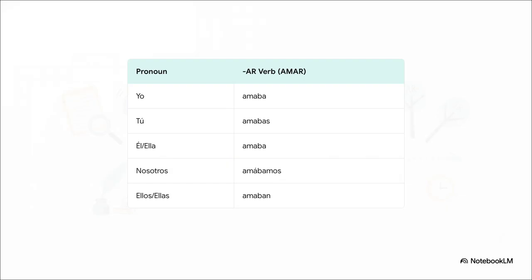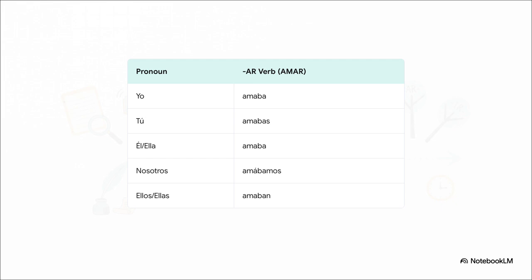Now, sometimes we don't want to use the long form of saying we were doing something. Sometimes we just want to express a past habit using a single verb, like I used to love or we used to fear. And for that, regular verbs follow a delightfully predictable rhythmic pattern. Let's take an AR verb like amar, to love. It uses that exact same aba sound we just saw with estar. Let's break it down nice and slow.